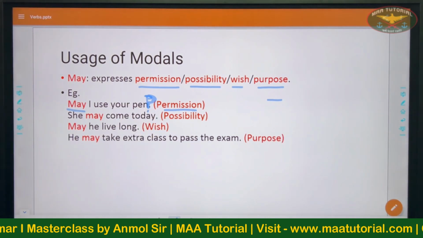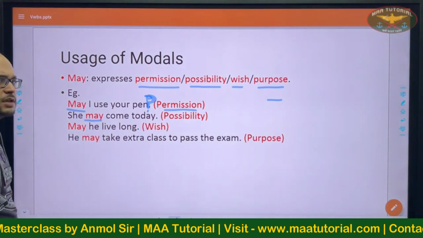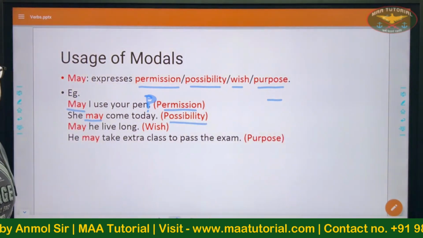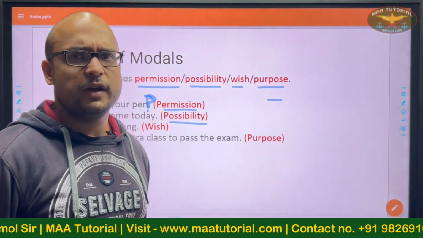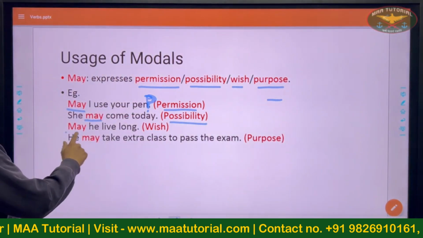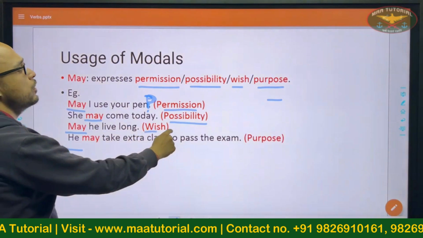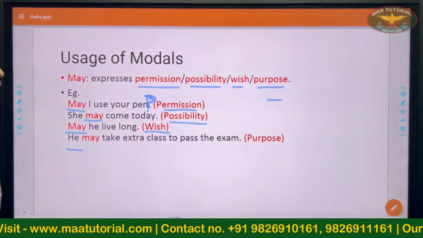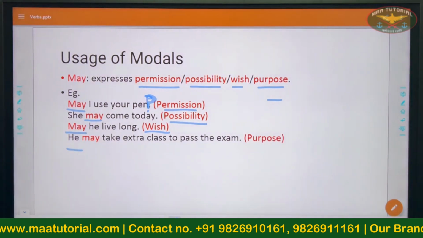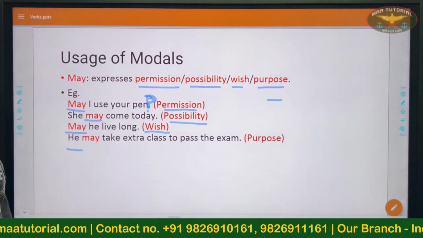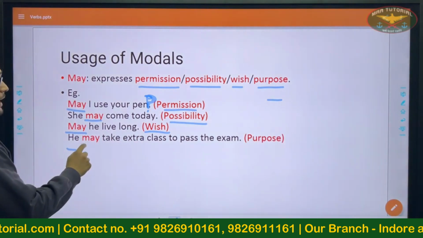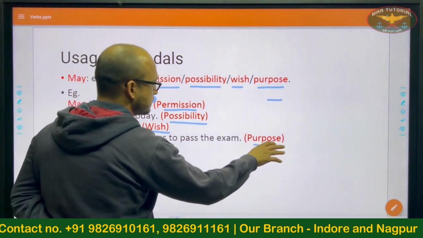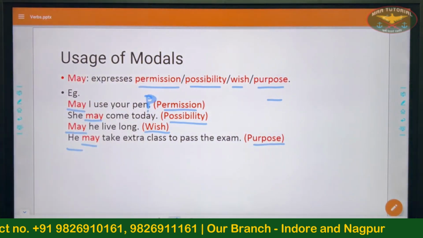Asking for permission. She may come today. Possibility. There is a possibility she will come today. She is free today. She may come. May he live long. Hail Lord Rama, may he live long. Or hail King Caesar, may he live long. Whoever. He may take extra class to pass the exam. Purpose.